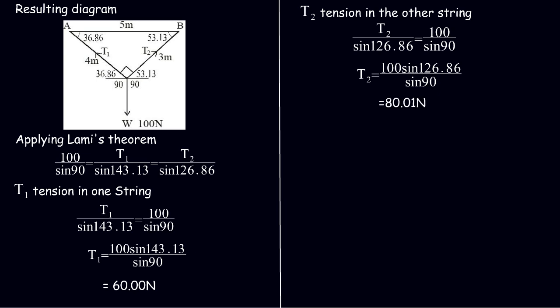And T2, the tension in the other string: T2 divided by sine 126.86 will be equal to 100 divided by sine 90. And cross multiplying, T2 will be equal to 100 sine 126.86 divided by sine 90, which will be equal to 80.01 Newton, approximately 80 Newton.